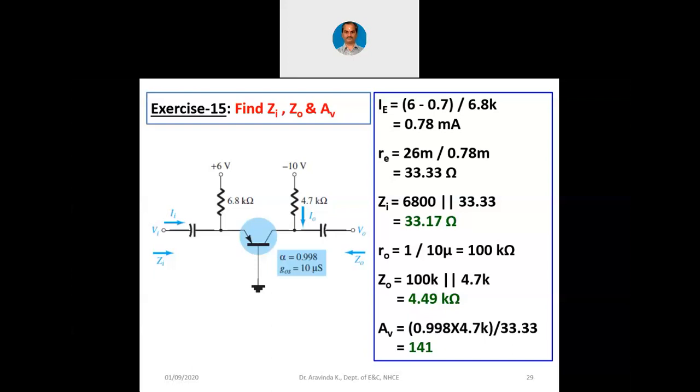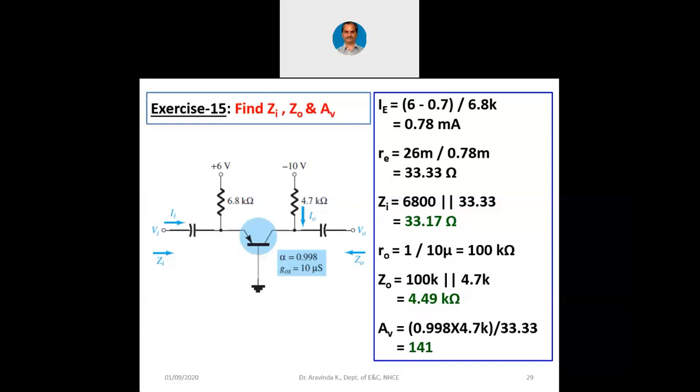But in common emitter, we got very high voltage gain, but we did not get very high input impedance and very low output impedance. In common collector, we got very high input impedance and very low output impedance, but we did not get voltage gain. Now look at the common base. Here only voltage gain is there. Input impedance is much lesser and output impedance is much higher, or slightly higher.